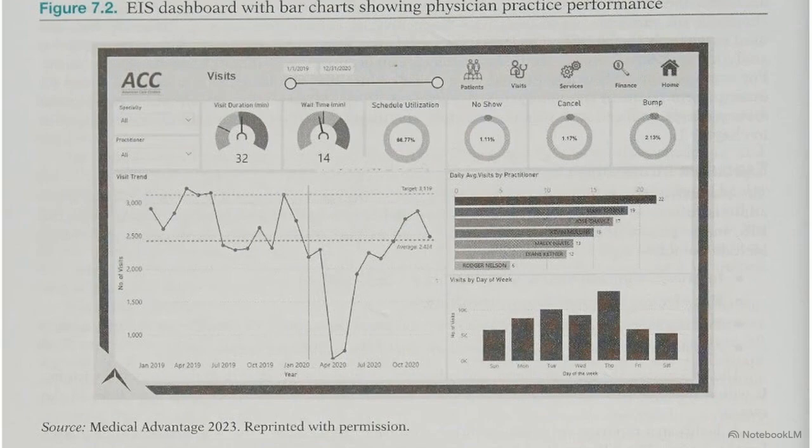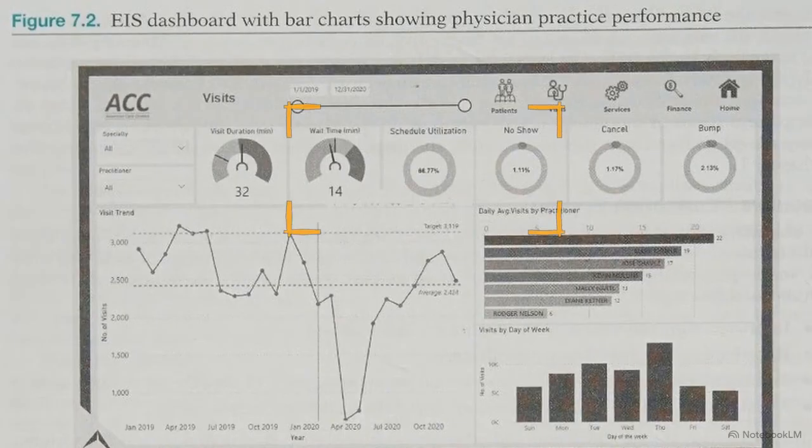This dashboard is the modern healthcare executive's command center. Specifically, this executive information system tracks critical key performance indicators. By monitoring data points like wait times, schedule utilization, and no-show rates, leadership assesses organizational health with a quick glance.